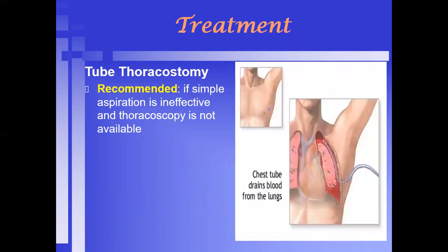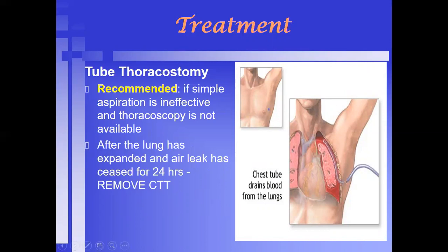Okay, so your CTT, your closed tube thoracostomy, is recommended if your simple aspiration is ineffective and your thoracoscopy or VATS is not yet available. So the tube is inserted through the ribs into the pleural space and allows the drainage of the air. And we check if the lung has expanded by doing a repeat chest x-ray and observe for the presence of bubbling or your air leak on the CTT bottle.